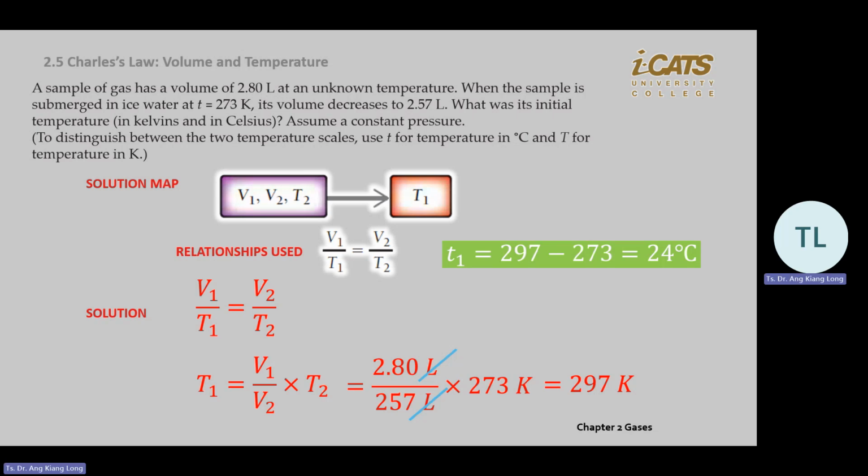If you want to convert Celsius into Kelvin, you need to plus 273.